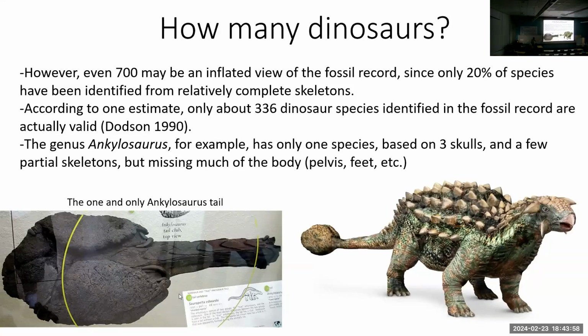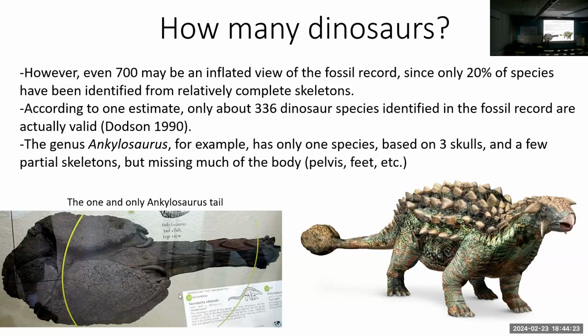Something that was surprising to me was looking at Ankylosaurus, which was actually my favorite dinosaur. I would have assumed that we at least had one complete Ankylosaurus if you put all the fossils together. But we don't. There's not even one complete skeleton, even if you put everything together. Ankylosaurus, the genus, has only one known species, taken from 3 skulls and a few partial skeletons.